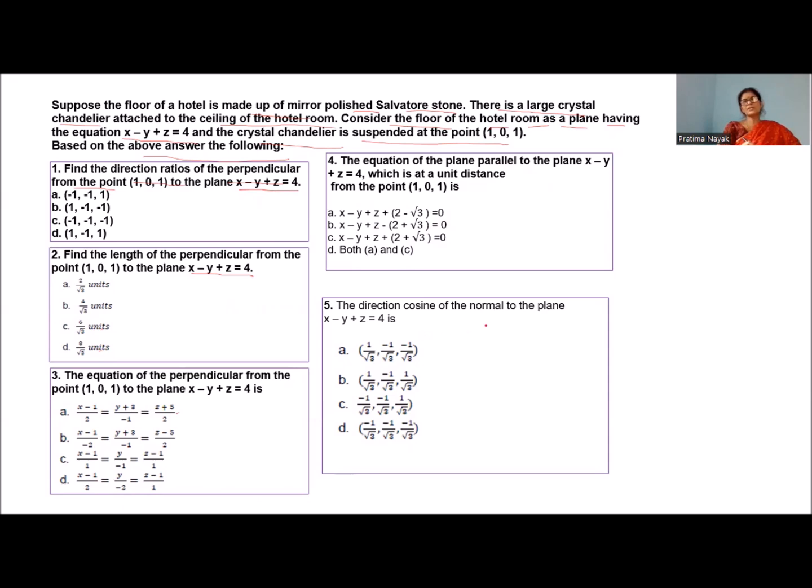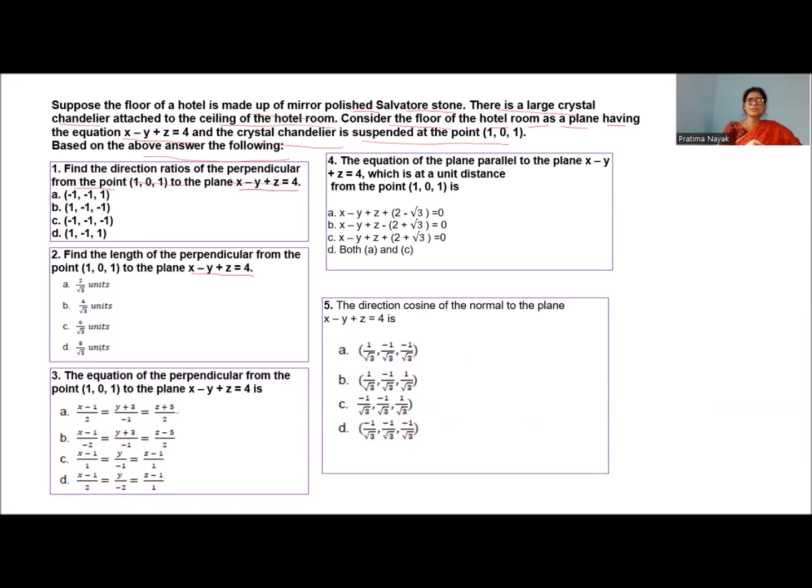Next, the last part is: the direction cosines of the normal to the plane x minus y plus z is equal to 4. The options are combinations of 1 upon root 3 and minus 1 upon root 3.